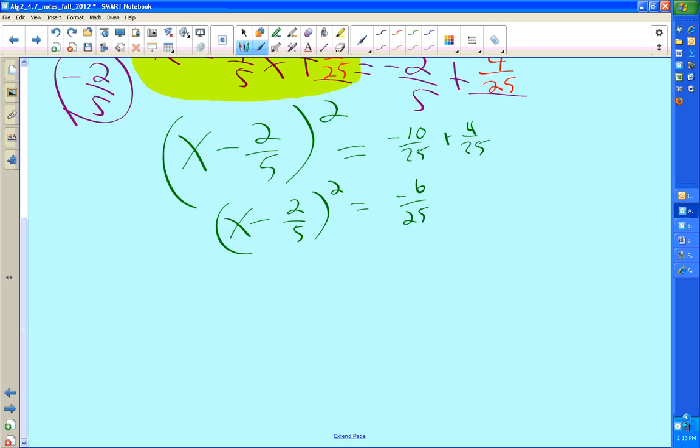Square root both sides. X minus 2 over 5 equals plus or minus i root 6 over 5.